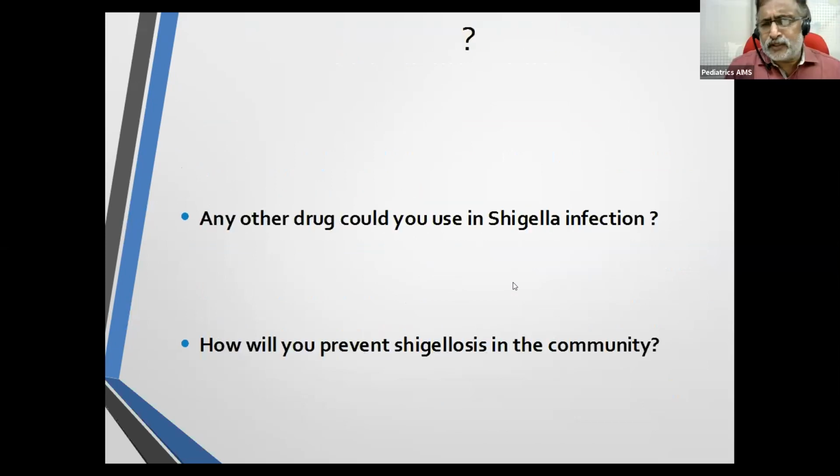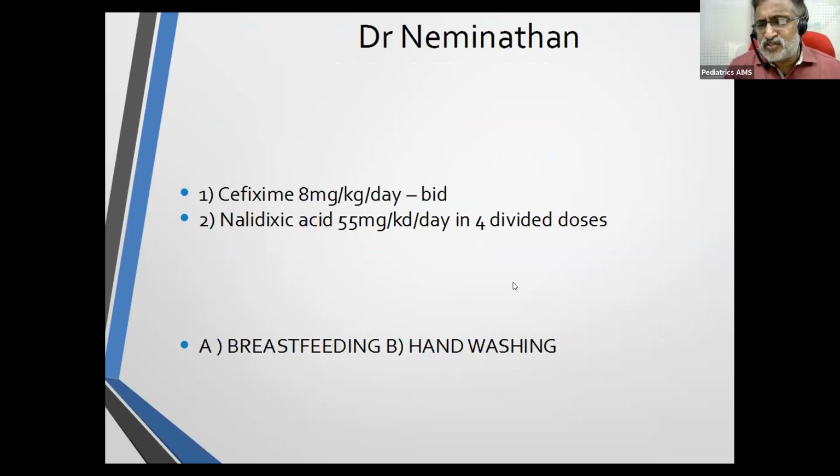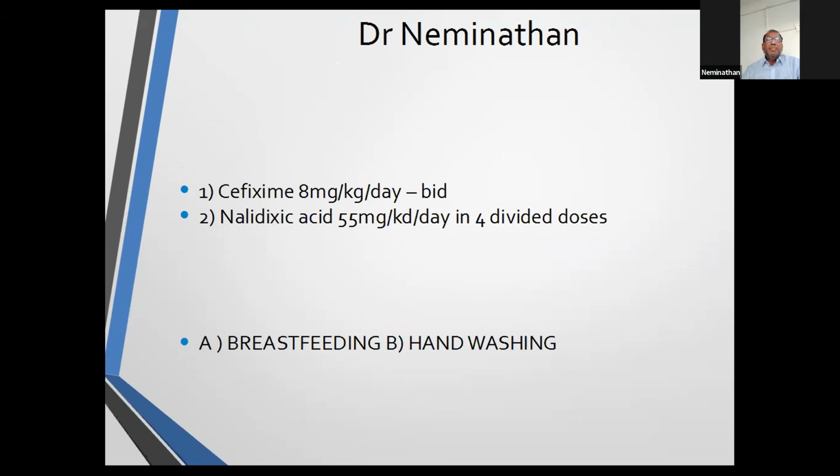Any other drug that you would like to start for this patient? Yeah, of course, cefixime at 8 milligram per kg per day, or nalidixic acid 55 milligram per kg per day in 4 divided doses. Okay, because nalidixic acid is similar to ciprofloxacin, do you want to start it? Yeah, then breastfeeding and hand washing.